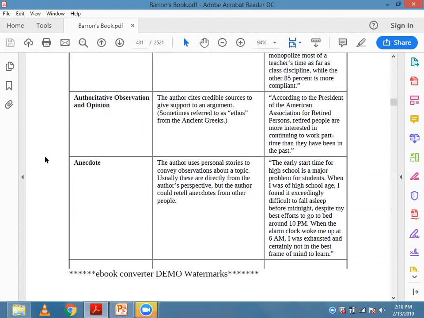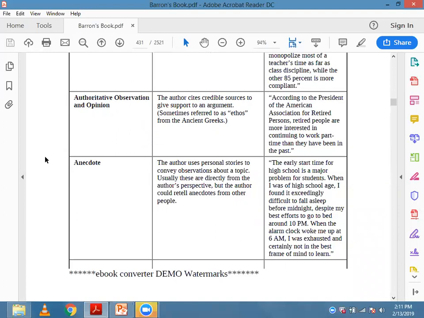The next category is anecdote. Like I said, I'll keep making you understand why these things function. So if authoritative observation and opinion functions on the idea of authority, like this hierarchy, backing up your argument with a person who is actually known in that field, right? That builds a hierarchy and it leaves an impression on the reader. In an anecdote, the author talks about his own personal stories and his own personal experiences to back up his argument.